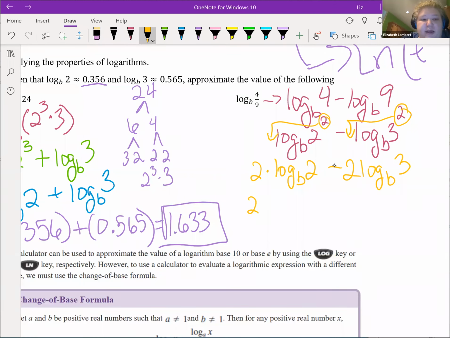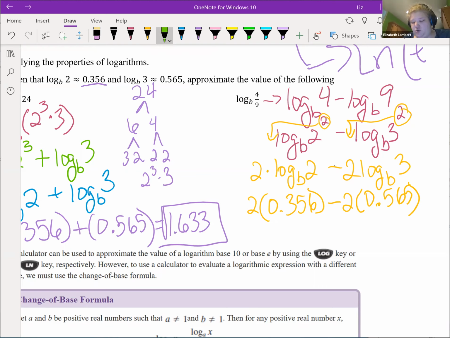Crunchy, crunchy, crunch. Clear. 2 times 0.356 minus 2 times 0.565. When we do get a negative, we can have negative exponents though. Negative 0.418.